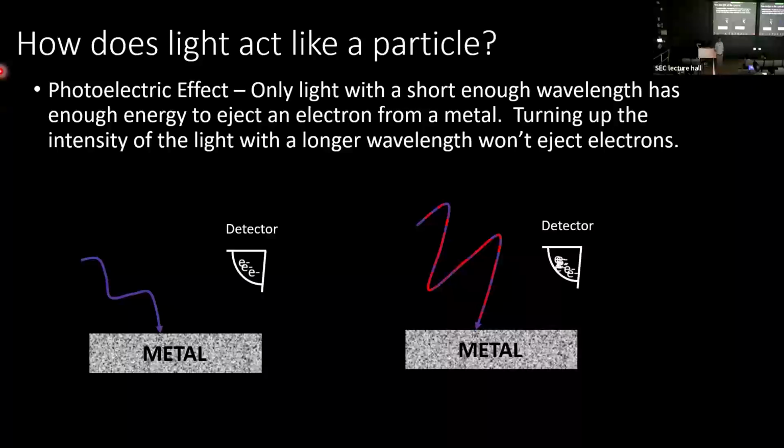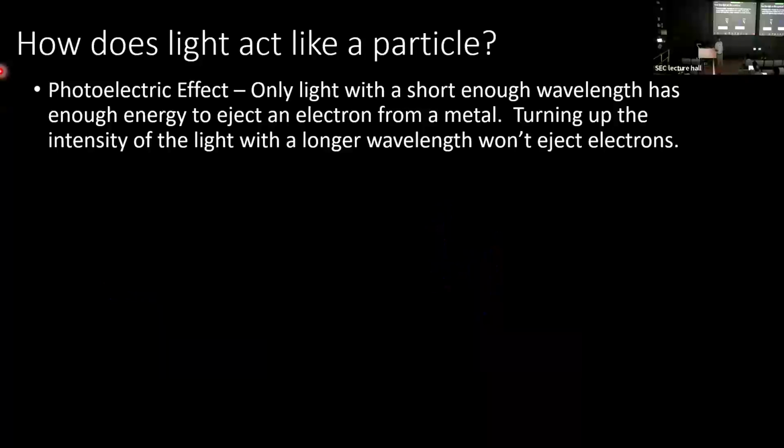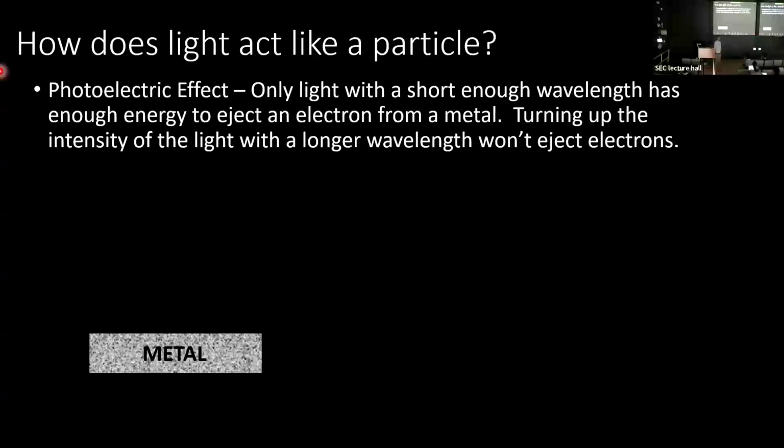So this effect doesn't work with a wave picture of light. In a wave picture of light, if we turned up the amplitude, we should be able to turn up the energy we're putting into the system such that we eventually get out electrons even with red light, but that never happens. So we need to go to the particle picture of light, where each purple photon contains a certain quanta of energy, and that quanta of energy is what is needed to pop the electron off the metal surface.